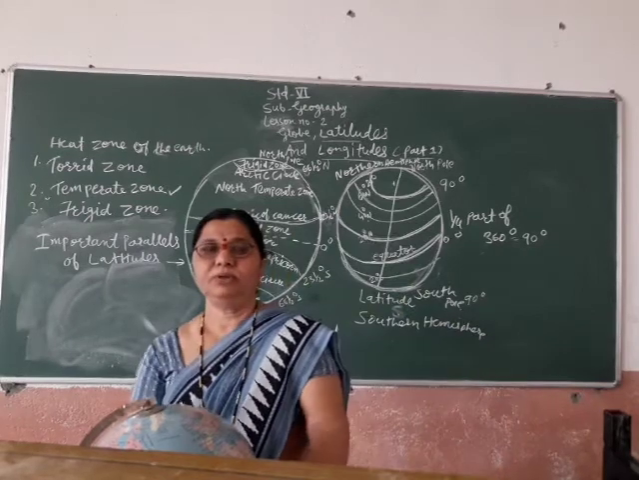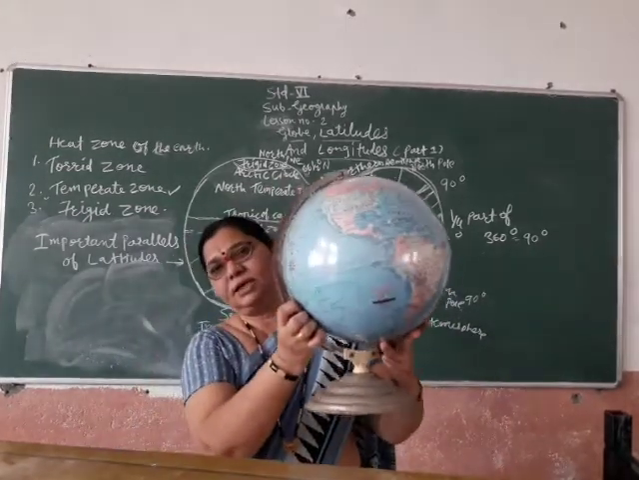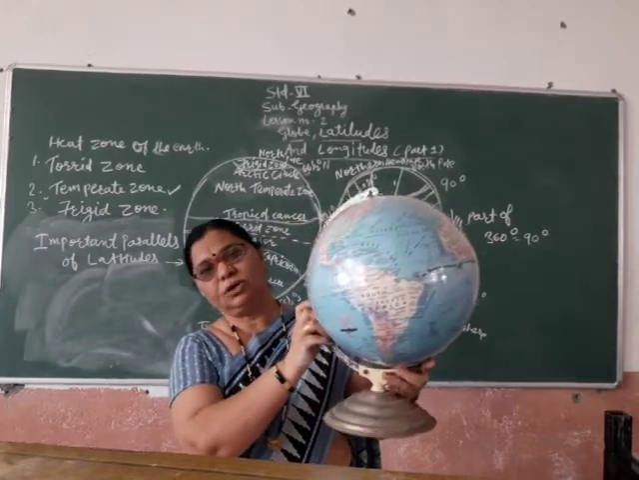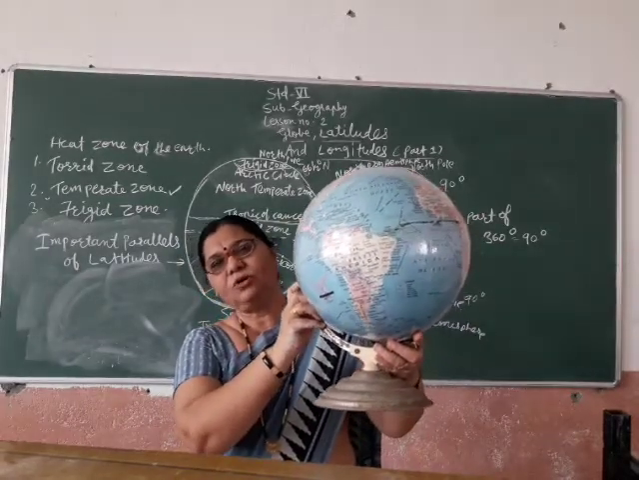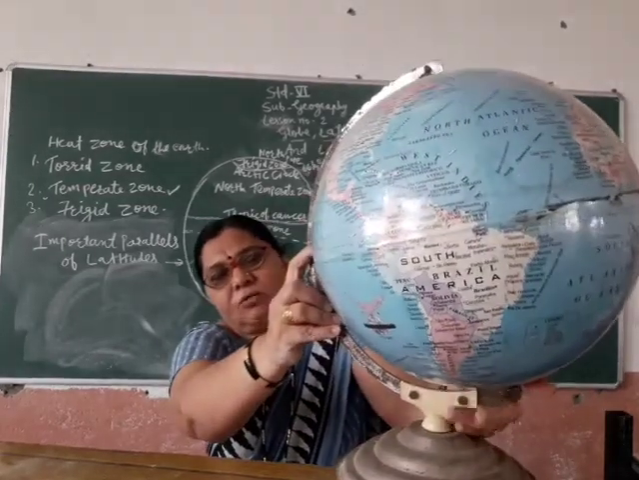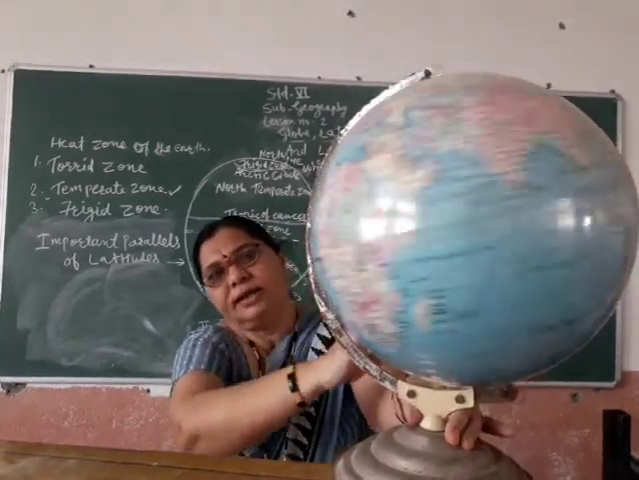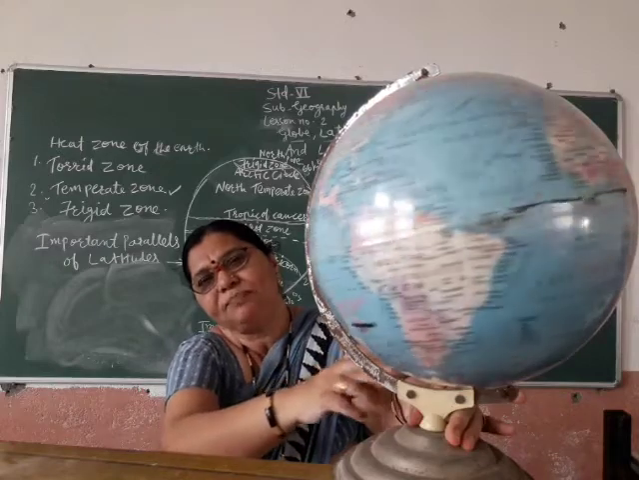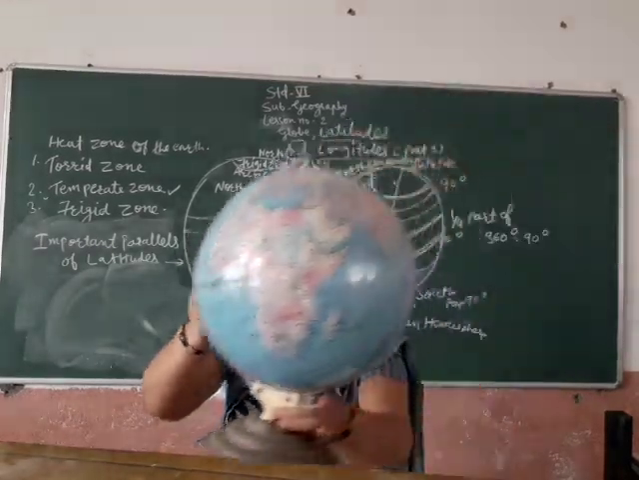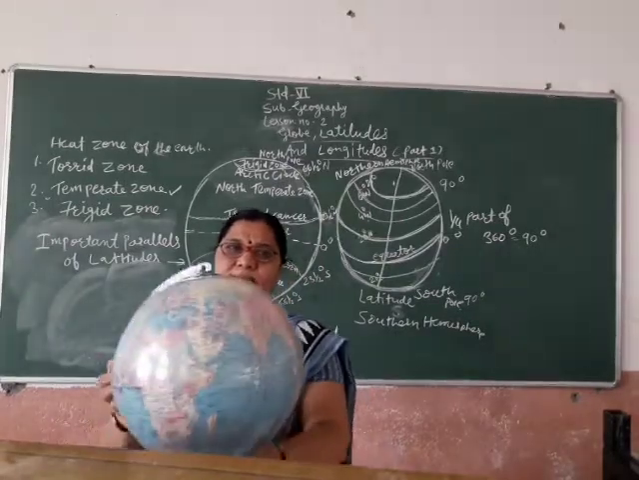First of all, about the globe. This is the globe that you all know. You are very much familiar with the globe. What is a globe? The globe is a true model of Earth. In other words, we can say the globe is a replica of the Earth. Understood?